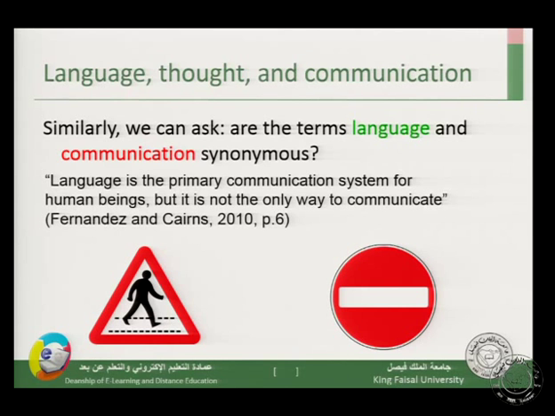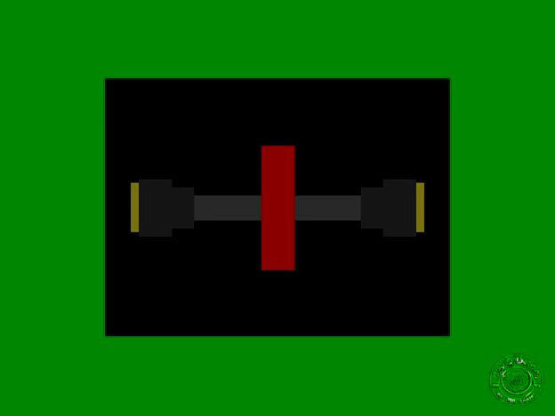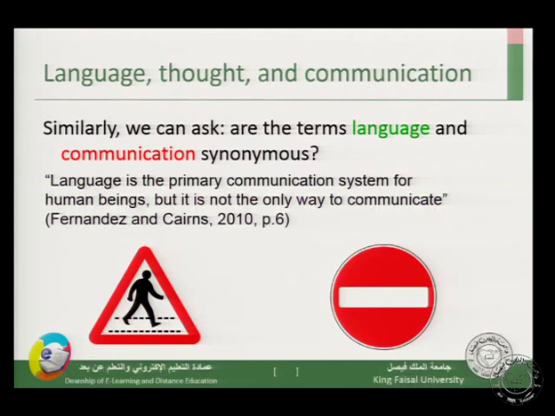On the left-hand side we have a sign for people crossing the street. Whenever you see this sign, it gives you an indication that there are people who are crossing the street. On the right sign, we have another sign which means no entry. Whenever you see this sign, it gives you a meaning, yet it is not language. These signs are not forms of language. They are just forms of communication.